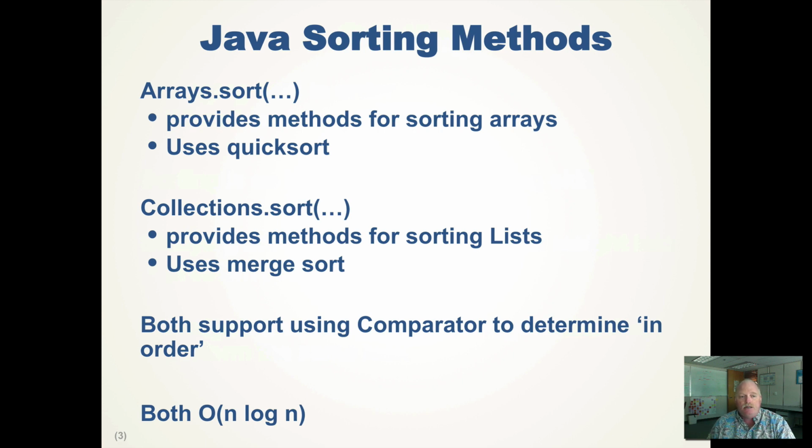The Arrays.sort method, there are several of them, provides methods for sorting Java arrays. They have arrays of ints, booleans, and others. Arrays.sort uses a quick sort, which we'll talk about in the next screencast. The Collections class also provides a sort method, but it's used for sorting lists. And in this case, Collections.sort uses a merge sort instead of a quick sort.